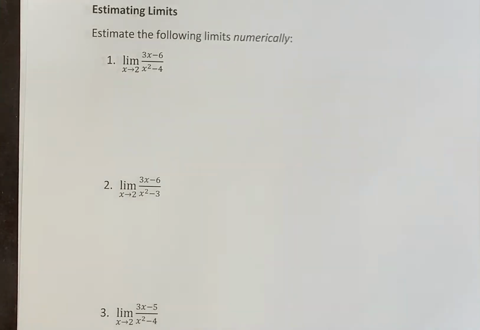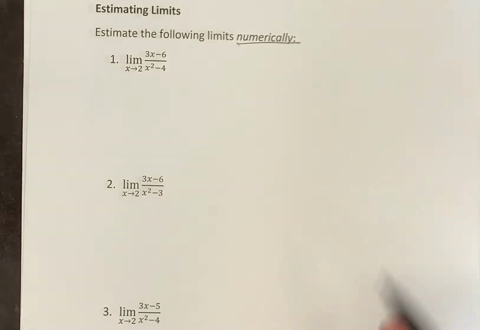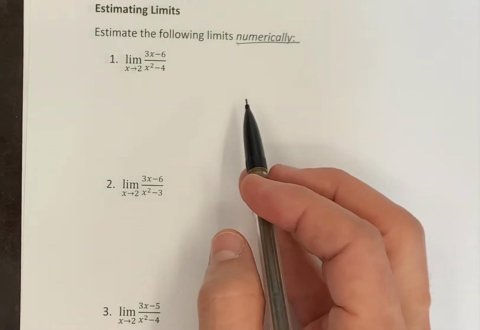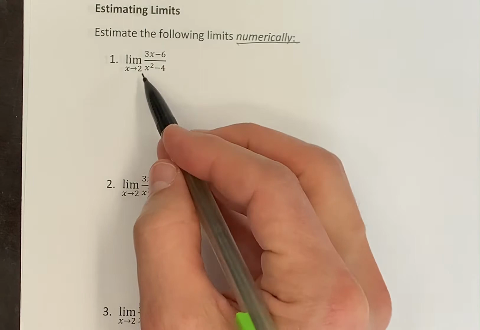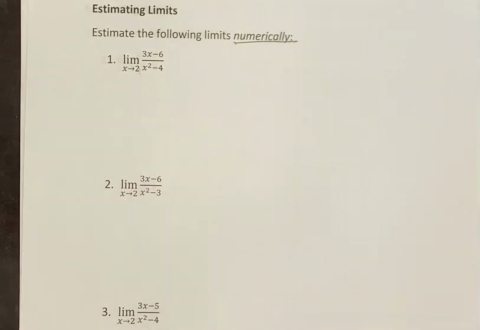Here's 4 problems on estimating limits. We're going to do it numerically to start with. Then I'll do another video talking about how to do it graphically. So numerically, what happens as the input gets closer and closer to 2 on this?